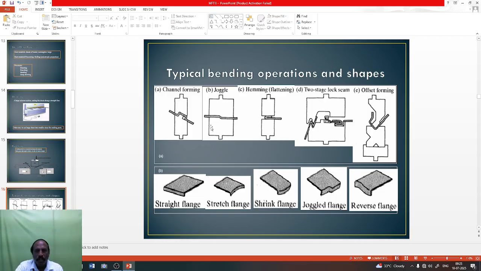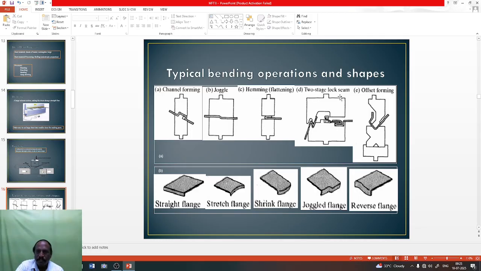And joggle is one type of bending process. The upper die is there, the bottom die is there. It bends up and bends down, so you will get some type of bend. That is known as the joggle process. And this is known as hemming. Hemming means you are bending the sheet metal. Taking the sheet metal, the corners are bent. So that will be a safeguard for persons handling the sheet metal. That is known as the hemming process.